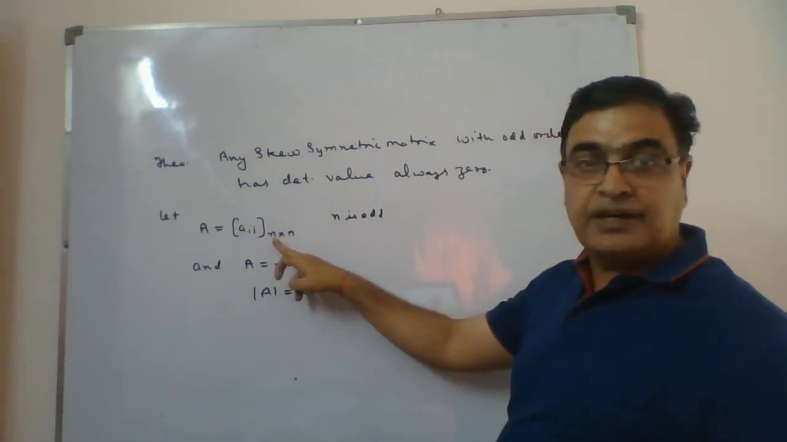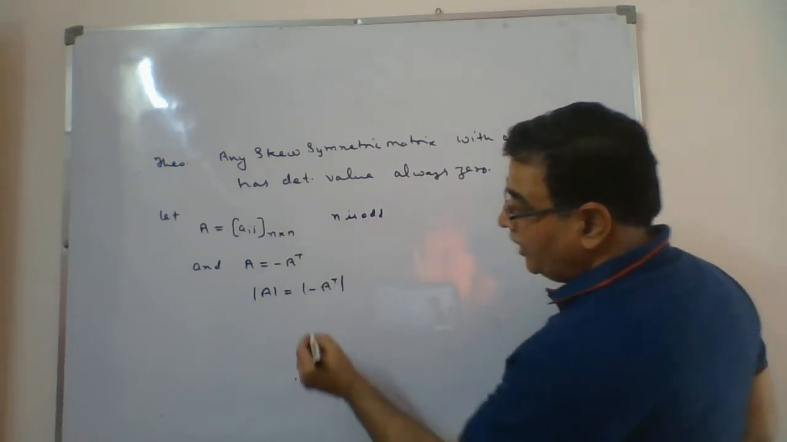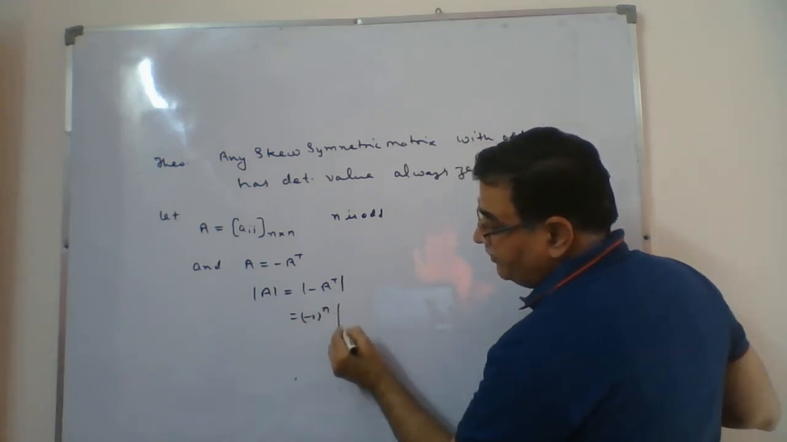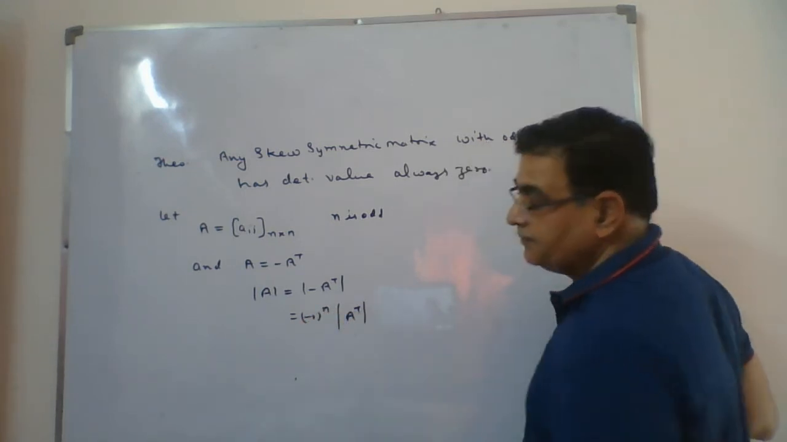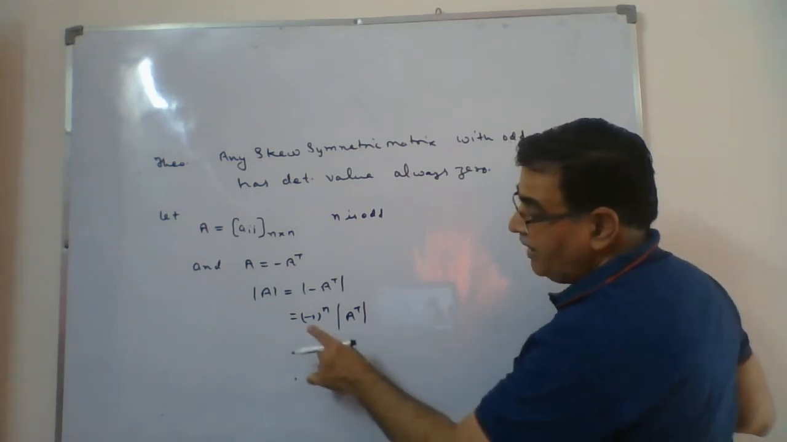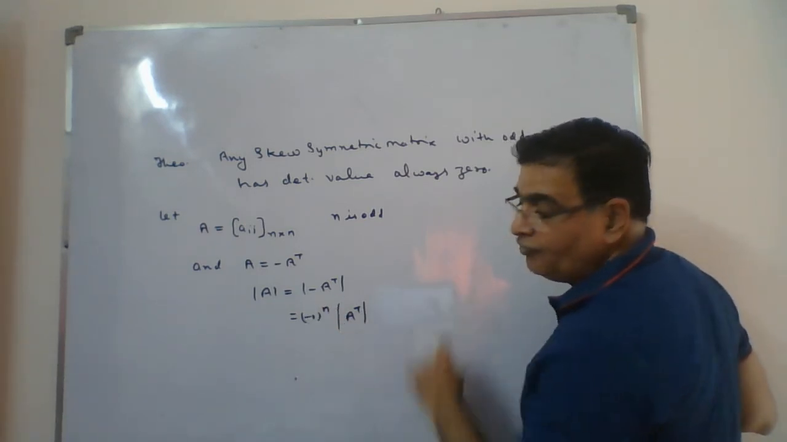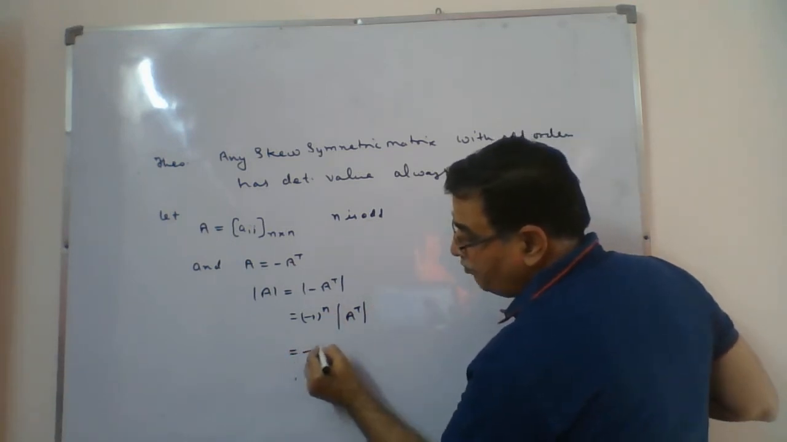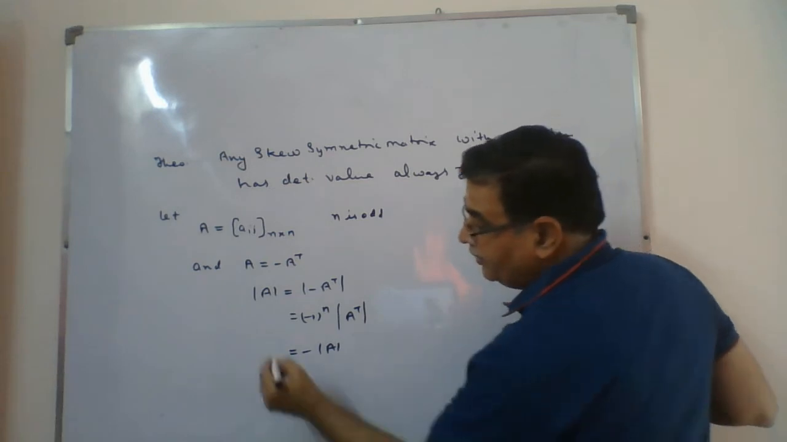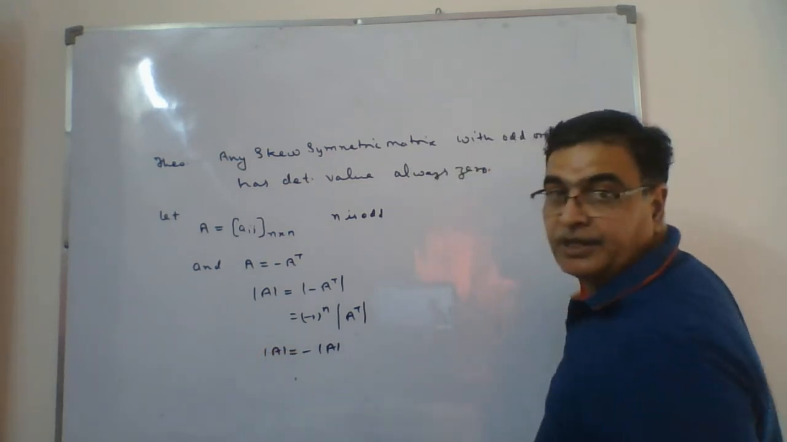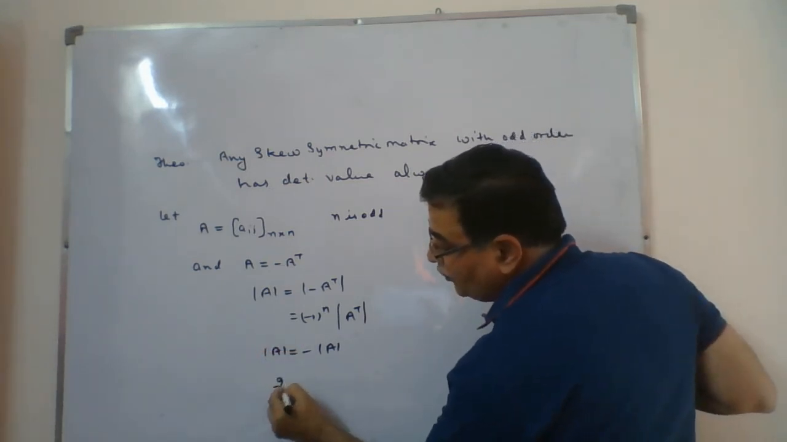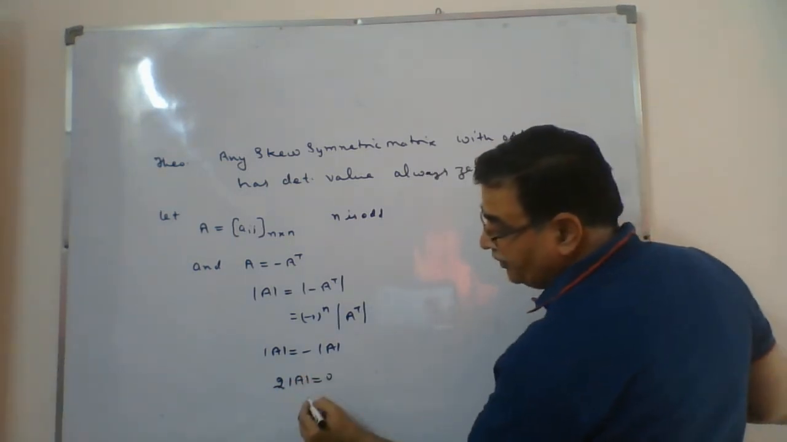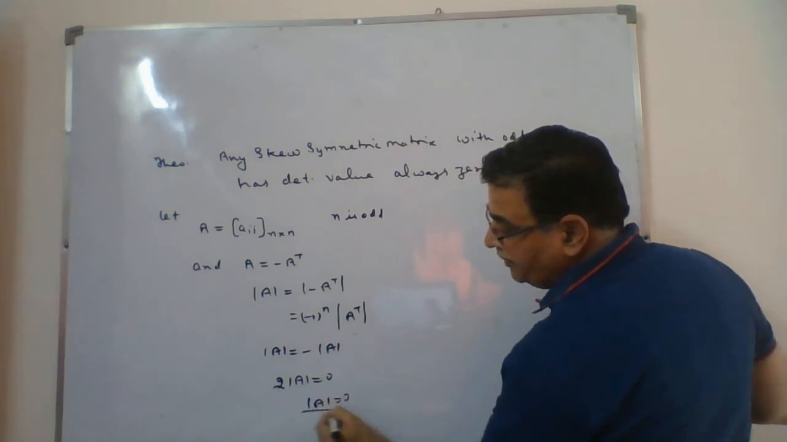How many rows will be there? N rows will be there. So we will take how many commons? Minus 1 power n. And then left is A transpose. Okay, minus 1 whole power n, determinant of A transpose. And n is an odd number, so it shows minus of determinant A is coming equal to determinant A. And when you solve it, twice of determinant A is coming 0. And if twice of determinant A is 0, we will say determinant A is 0.